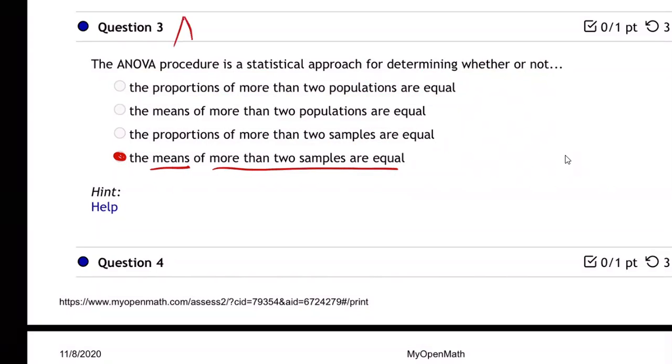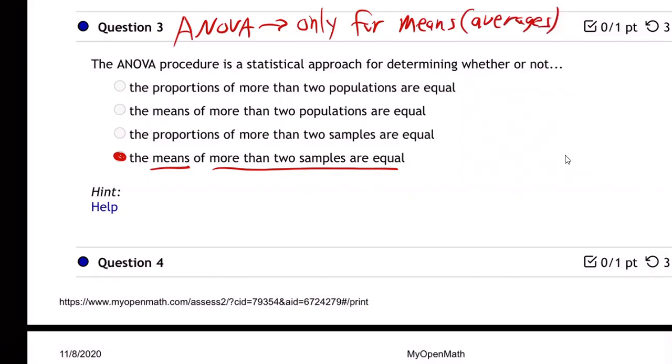So ANOVA, here's what you want to put in your notes for your exam 2 notes. It's only for means, which is averages, right? Mean is average, not for proportions, which is like percentages, right?